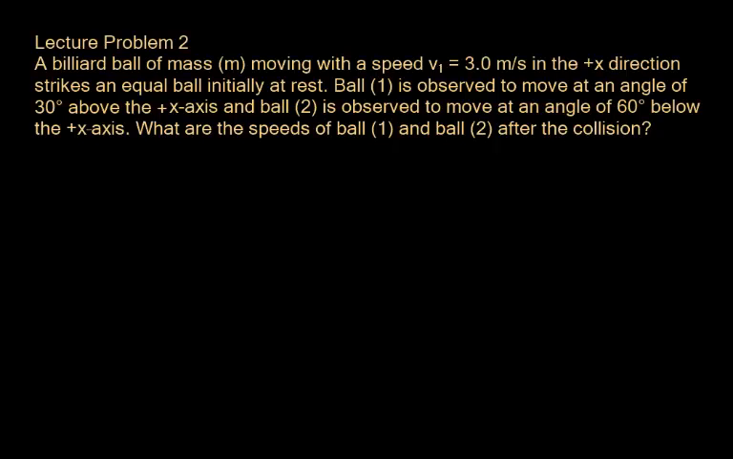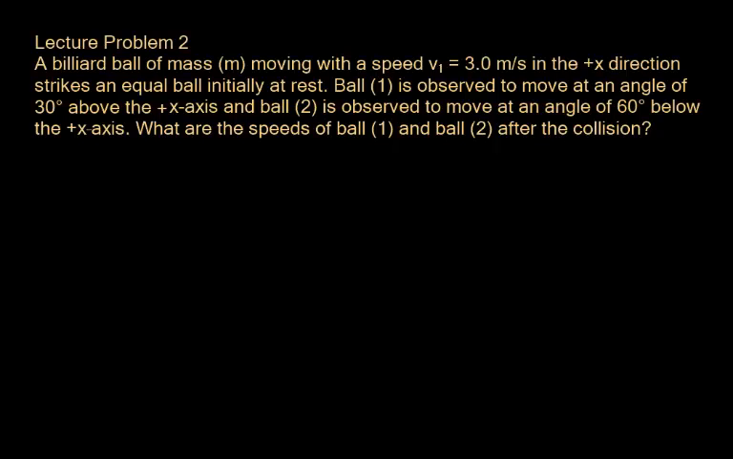Lecture problem 2. A billiard ball of mass m moving with a speed v1 equals 3.0 meters per second in the positive x direction strikes an equal ball initially at rest. Ball 1 is observed to move at an angle of 30 degrees above the positive x-axis, and ball 2 is observed to move at an angle of 60 degrees below the positive x-axis. What are the speeds of ball 1 and ball 2 after the collision?